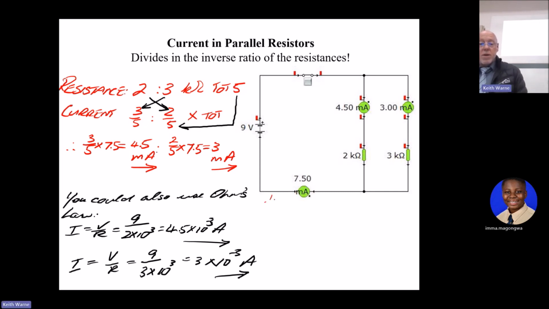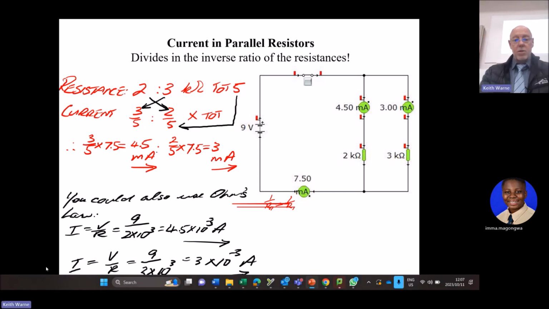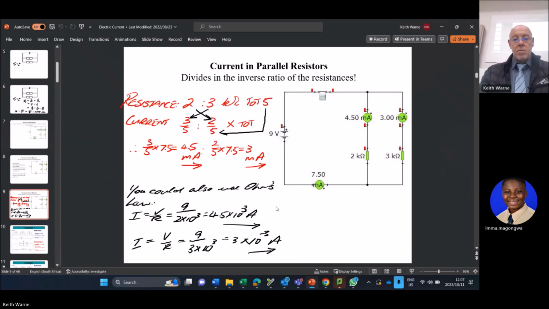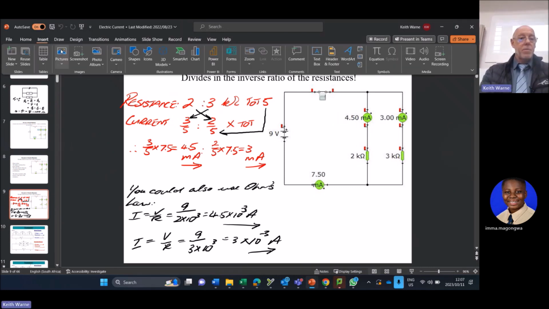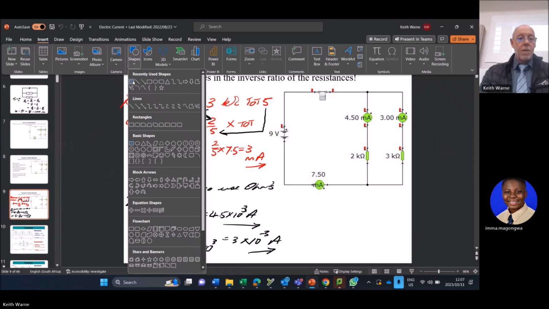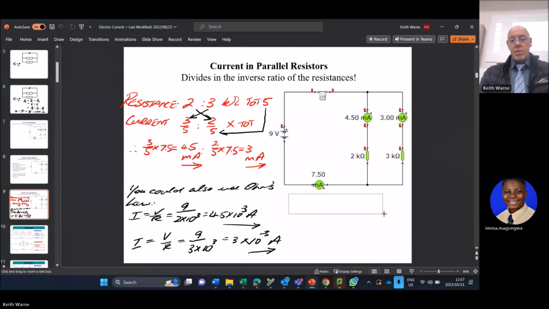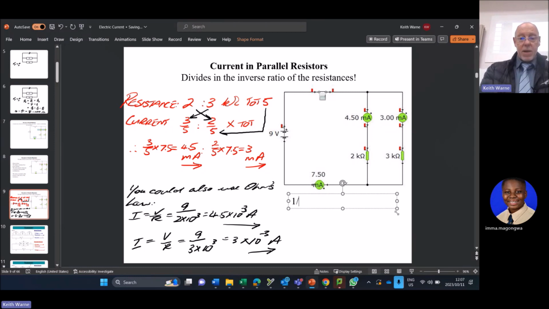Watch here. 1/R parallel is going to be equal to 1/R1. Do it like this. Let's do it like this. Insert shape. So 1 divided by R parallel equals 1/R1 plus 1/R2. You agree with that?